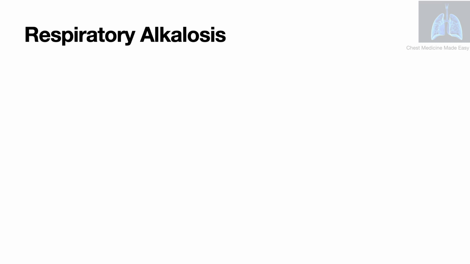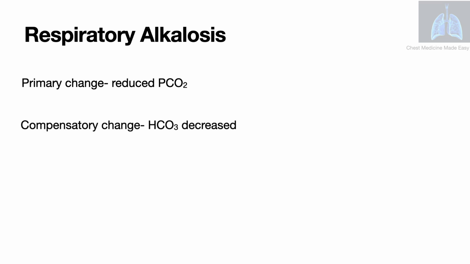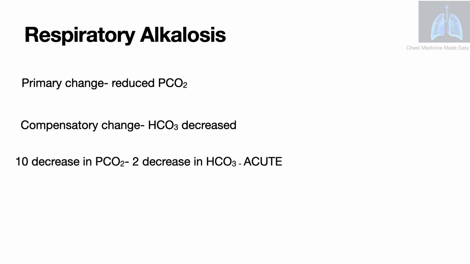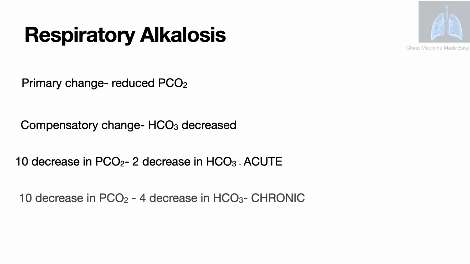In a respiratory alkalosis, the primary change is reduced PCO2 and the compensatory change is reduced bicarbonate. For every 10 decrease in PCO2, there is a 2 decrease in bicarbonate in the acute setting and a 4 decrease in bicarbonate in the chronic setting. So let's summarize the expected compensation levels again.